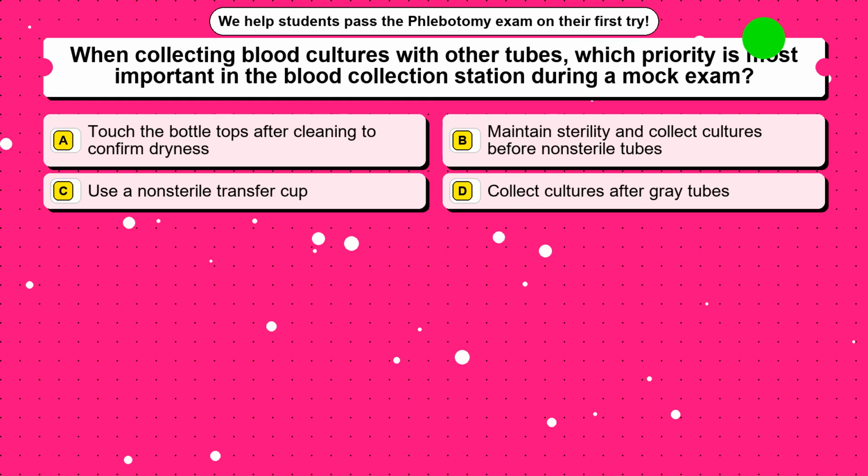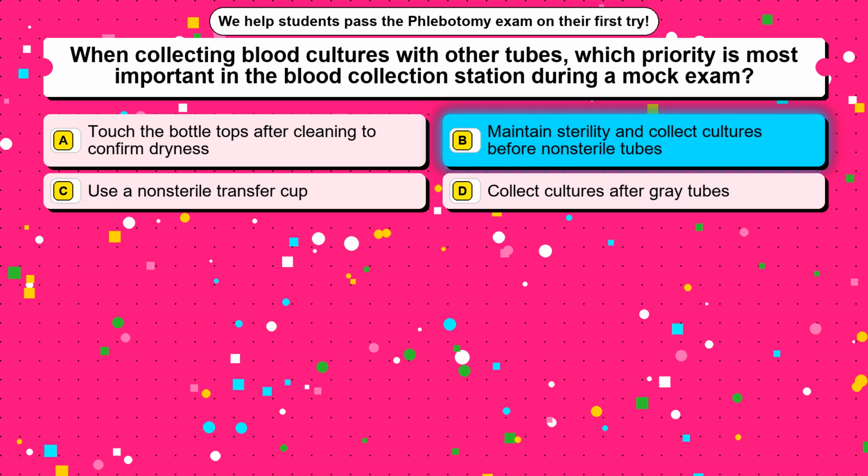Question 78. When collecting blood cultures with other tubes, which priority is most important in the blood collection station during a mock exam? Option A. Touch the bottle tops after cleaning to confirm dryness. Option B. Maintain sterility and collect cultures before non-sterile tubes. Option C. Use a non-sterile transfer cup. Option D. Collect cultures after gray tubes. The correct answer is option B. Maintain sterility and collect cultures before non-sterile tubes.